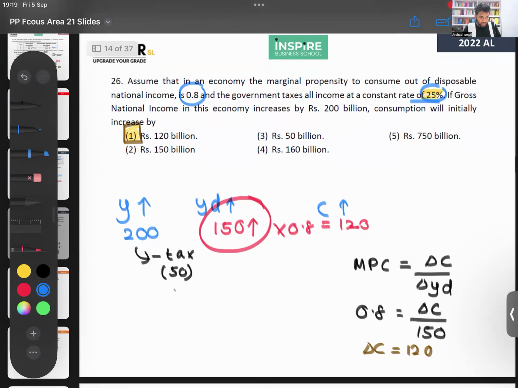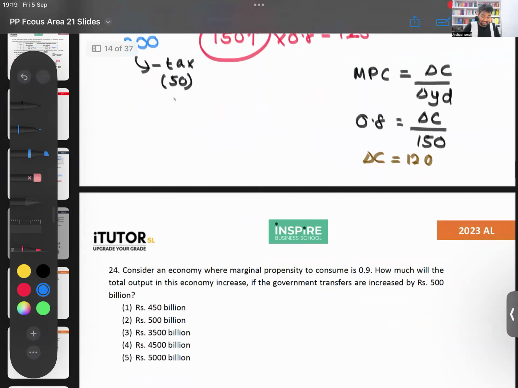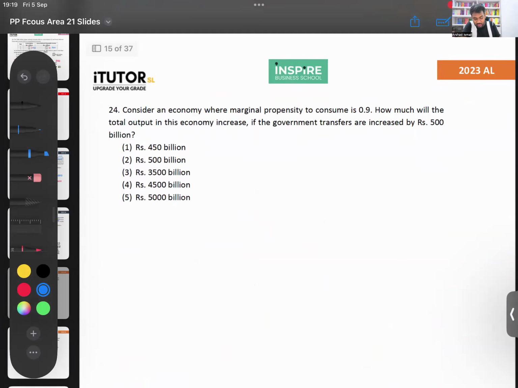Then going into the next one, 2023, question number 24. Consider an economy where MPC is 0.9. How much will the output increase if government transfers are increased by 900? Now, is your transfer multiplier the same as your expenditure multiplier? No, the transfer multiplier is different. The government transfer multiplier is the opposite of the tax multiplier.